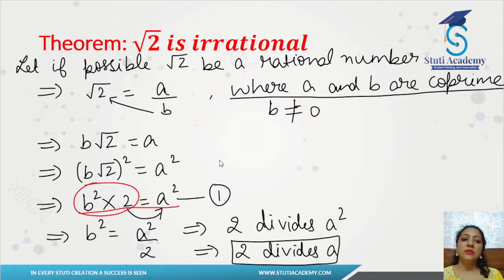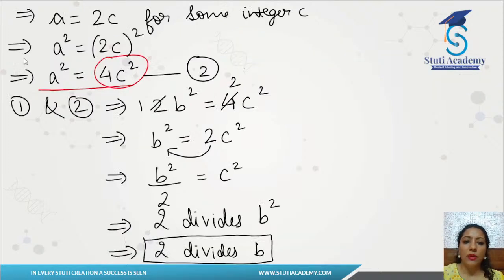Now a is divisible by 2. 2 divides a, or a is divisible by 2, is the same thing. So we can write a as 2c for some integer c. In the next step, we are going to square both the sides. So we'll get a square equal to 2c whole square. Now this 2 square will become 4, c square we've written here.